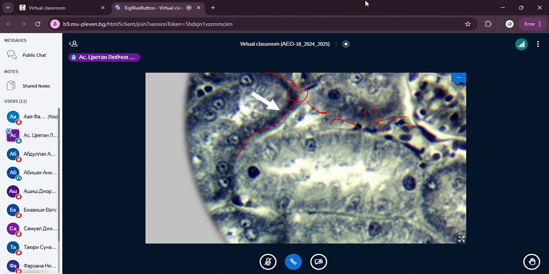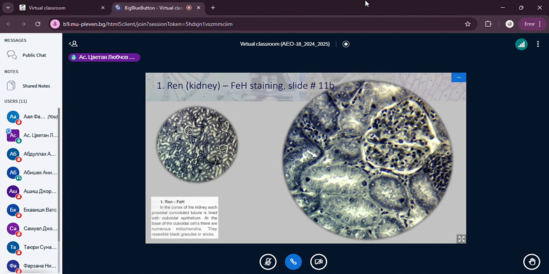I'm not very good at drawings. Anyway, so this is the mitochondria. This is what I also see with you guys today: the presence of the mitochondria in the distal tube.